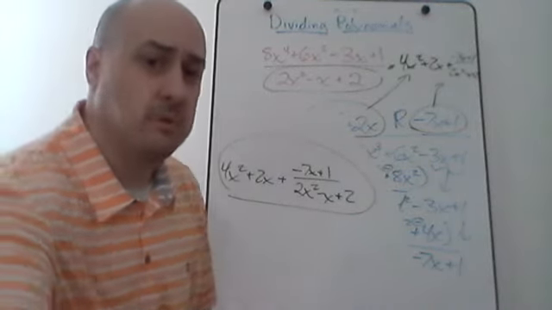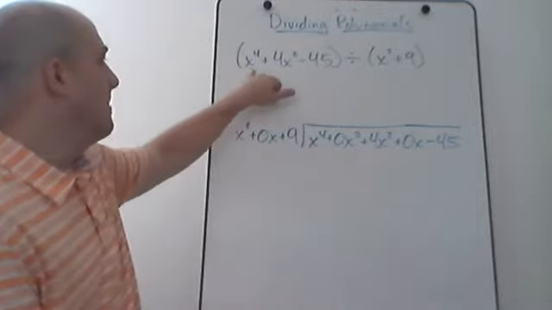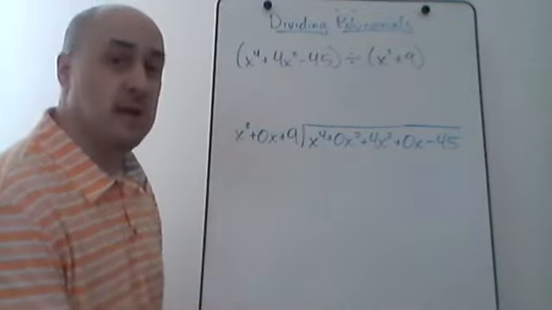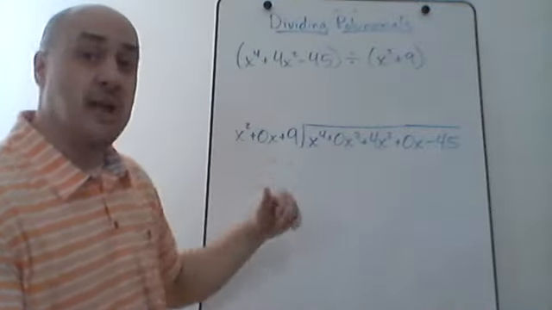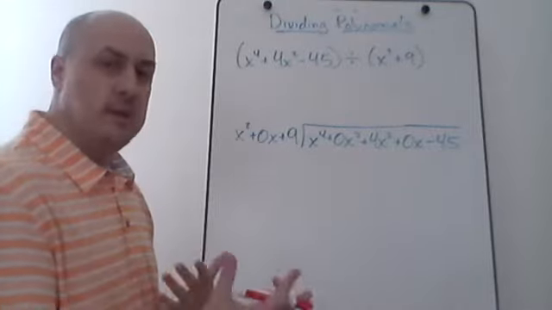just so you can see another example of doing the long division. All right, next example we're going to do here, we have x to the fourth plus 4x squared minus 45 divided by x squared plus 9. Notice this one's written a little bit different. It's written with the actual division symbol there rather than written as a fraction. But we can set it up the same way.